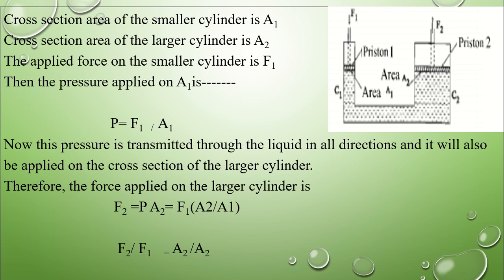Pressure is constant. Pressure will not be diminished anywhere. So P, the pressure which is applied on this piston, into the area A2, gives PA2. Then I got the formula P equals F1 by A1. If I put this in this equation, it becomes F1 into A2 by A1. Finally, I can get this formula: F2 by F1 equals A2 by A1. By using this formula, you can do the math that is based on Pascal's law.